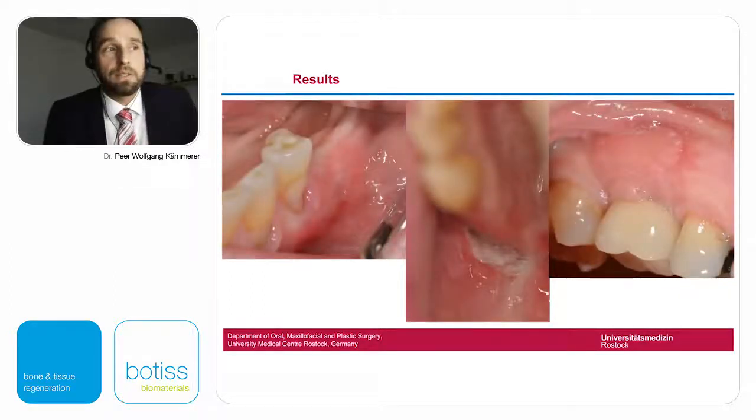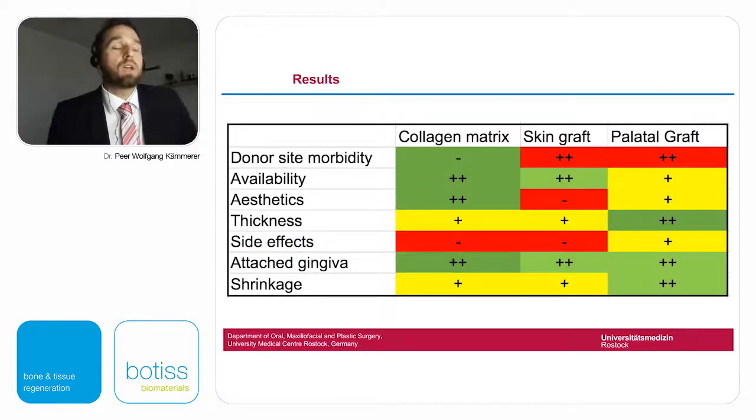These are just results. You saw this result before. This is a membrane result. This is a palatal graft result. And this is a skin graft result. You see the differences in color when using skin grafts, of course. So when putting it together, we are talking about these points.